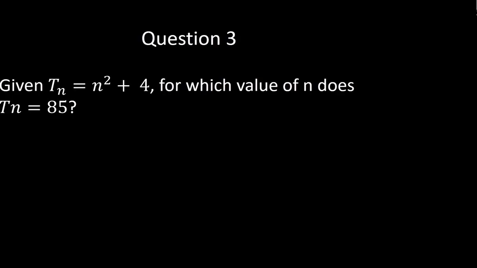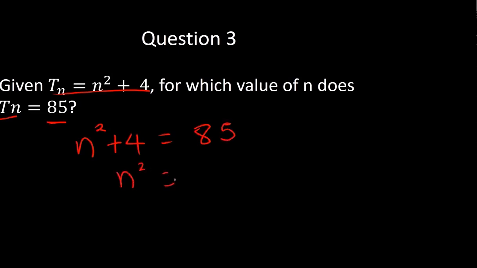Okay. All right, let's have a look at question 3. So here again, we're given the general term, but now it's working backwards. They're saying find for which value of n does Tn equal 85. So another way to state this question is, what position is the term with the value of 85? Okay, so what position is this sitting in? So we've got Tn is equal to n squared plus 4, but Tn is equal to 85 as well. So therefore, n squared plus 4 is equal to 85.